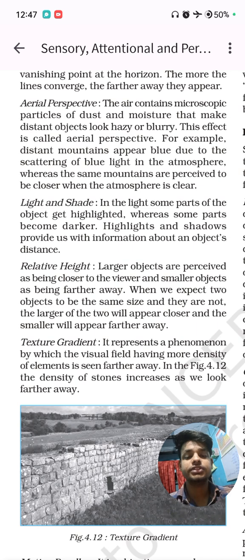Light and shade: in the light, some parts of an object get highlighted, whereas some parts become darker. Highlights and shadows provide us information about the relative distance of the object.